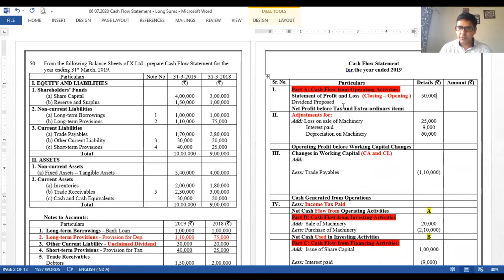Yeah. Dividend proposed amount over here will be 40,000, not 30,000. Please take care, because we are making a provision of the total amount but not paying, because the other side, the shareholders, have not claimed.